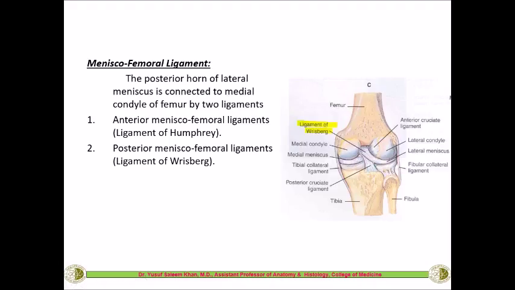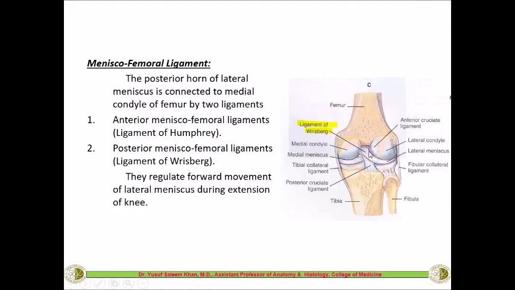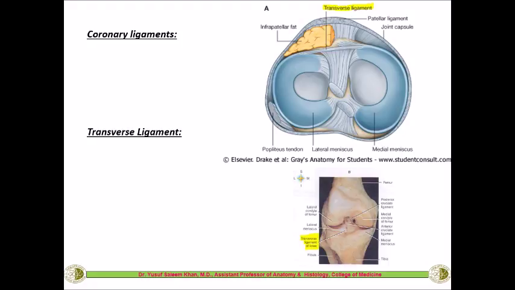So these are also some important ligaments which help in the stability of the knee joint. They actually regulate the forward movement of the lateral meniscus during extension. Whenever you extend, this ligament will be pulling the lateral meniscus forwards. Apart from that, there are also some small ligaments called the coronary ligament.